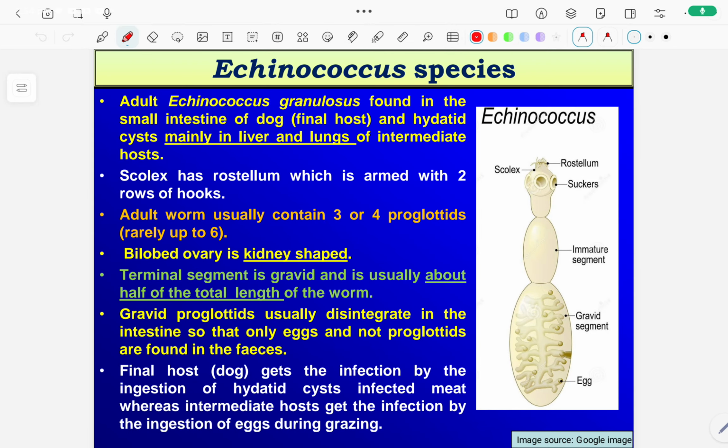Echinococcus species. Adult Echinococcus granulosus is found in the small intestine of dogs, the final host. The hydatid cyst is found mainly in the liver and lungs of the intermediate host. The scolex has a rostellum which is armed with two rows of hooks.